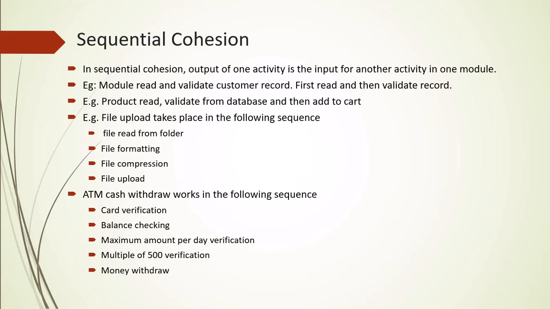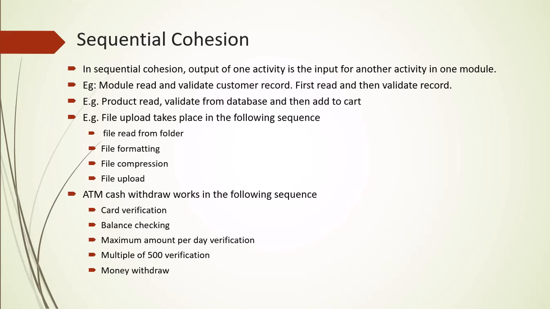The second activity is the file formatting. After reading the file from the specified location in the folder, the file will be formatted and then it will be compressed. Why compressed? For better efficiency and fast transfer of data, and for the utilization of resources, we need compression, and then the file will be uploaded.